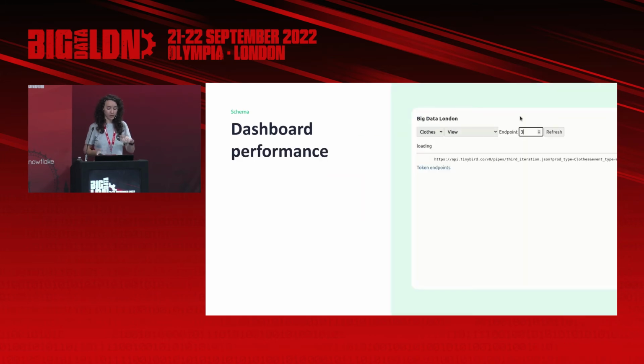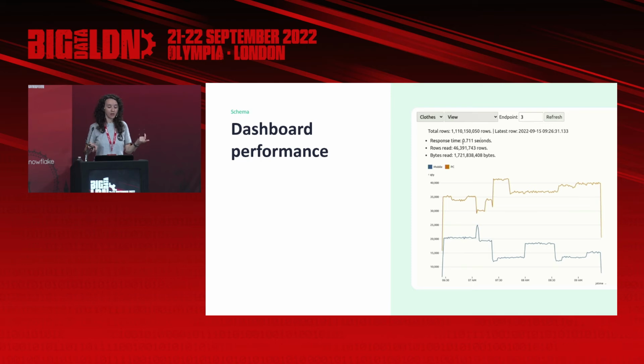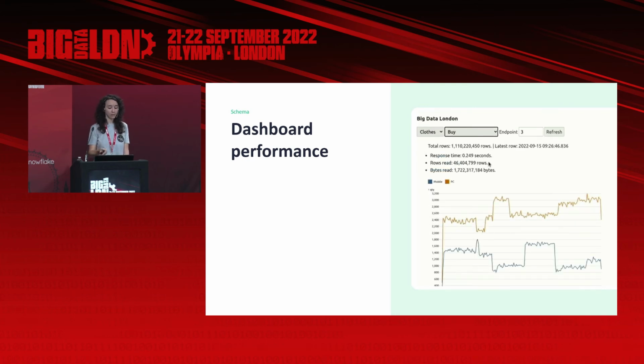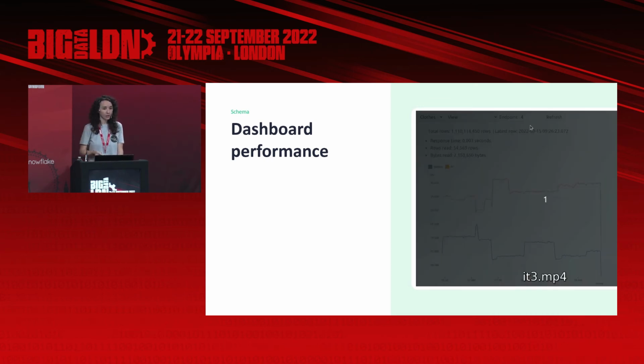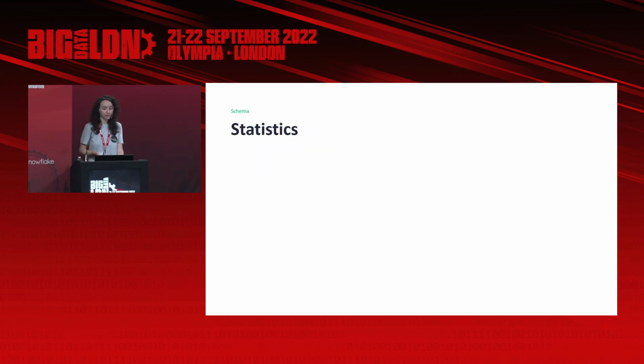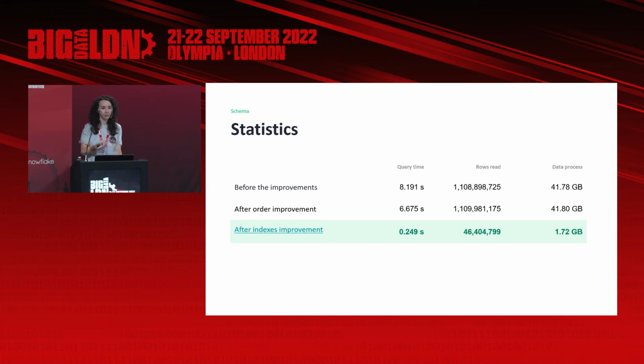Right? We just applied this change, and this is how the dashboard is performing. As you can see, it's taking 0.7 seconds when we select the event type view, which has more info than before. Here is now how it's performing, 0.2 seconds. It's reading 46 million rows and 1.72 gigabytes, which is a big improvement compared to what we already have, right? So, you can see, okay, that's acceptable, right? We can go with this option.